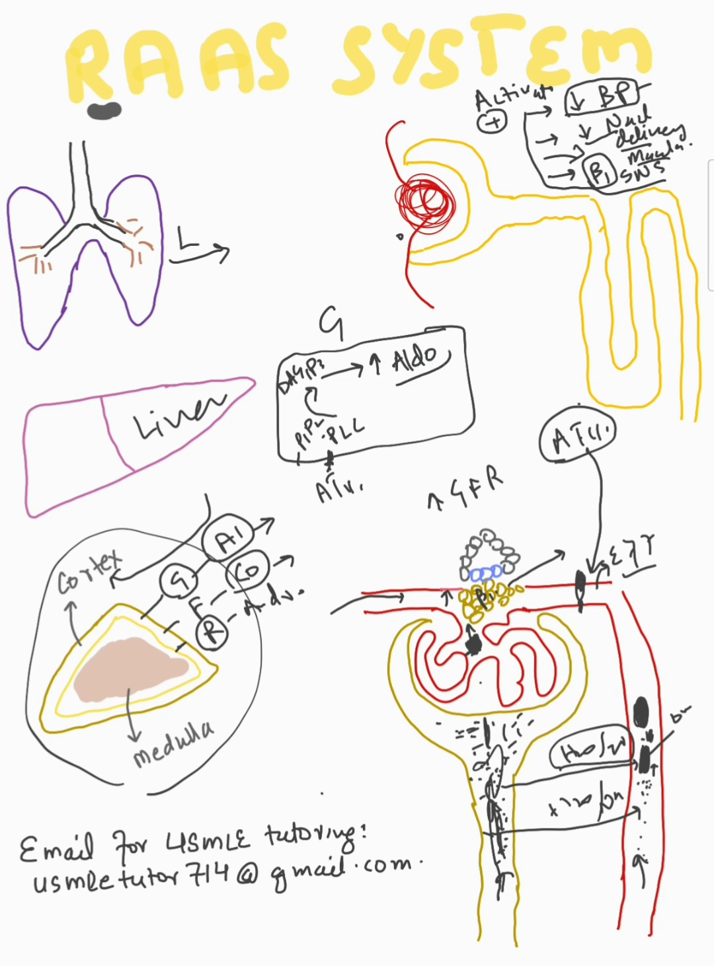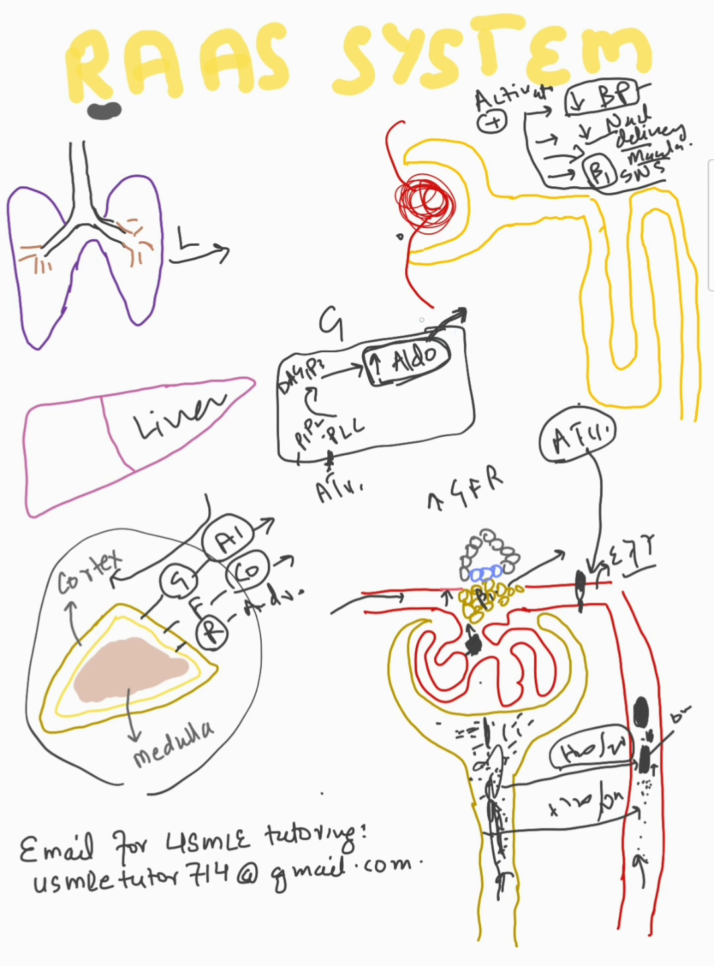glomerulosa. Remember, synthesis takes time, and this is why the RAAS system takes time. Synthesis of these hormones takes time. This is why the RAAS system is not as fast as the baroreceptor system. Now, this aldosterone is lipid soluble. Whenever a hormone is lipid soluble, it's going to rapidly cross the cell membrane. It does not need any carrier. It can just rapidly diffuse through the cell membrane.